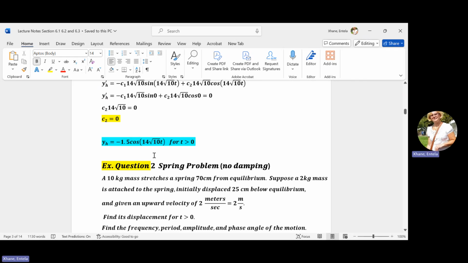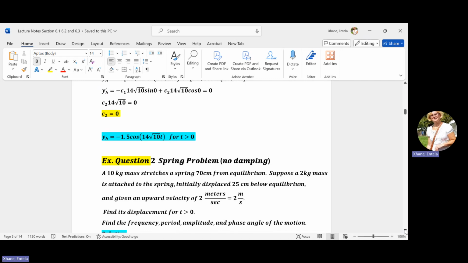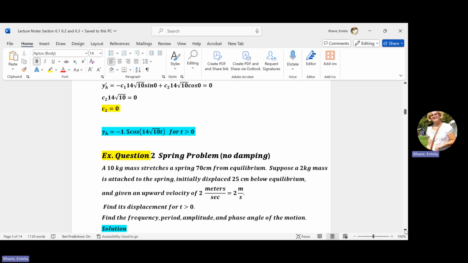So therefore, the final equation, since C2 is 0, that is going to eliminate the second term. So the final equation is negative 1.5, which is C1, cosine 14 square root of 10 t. And then I hope this is for t positive. And then I hope this is understandable for all of you.